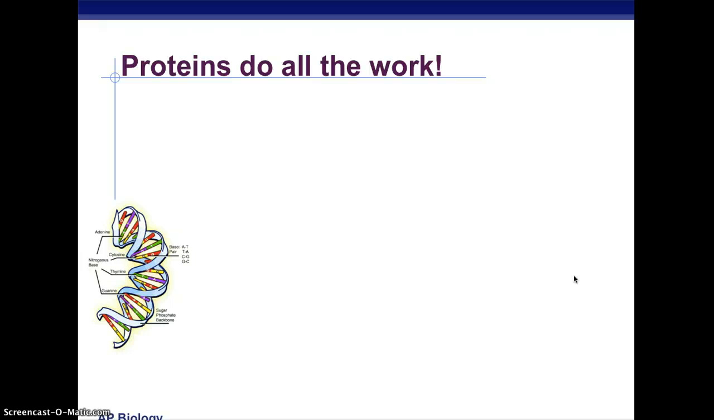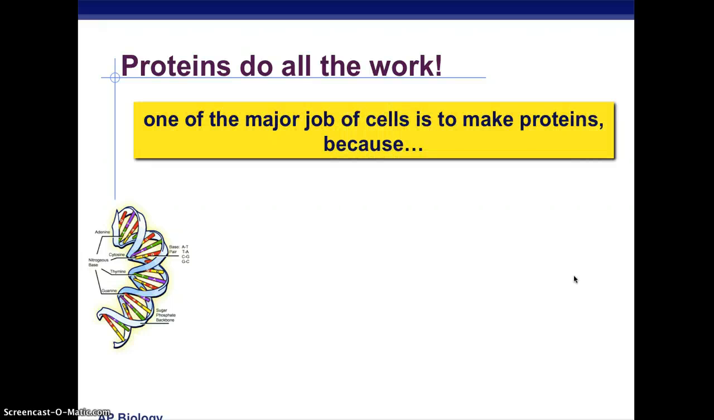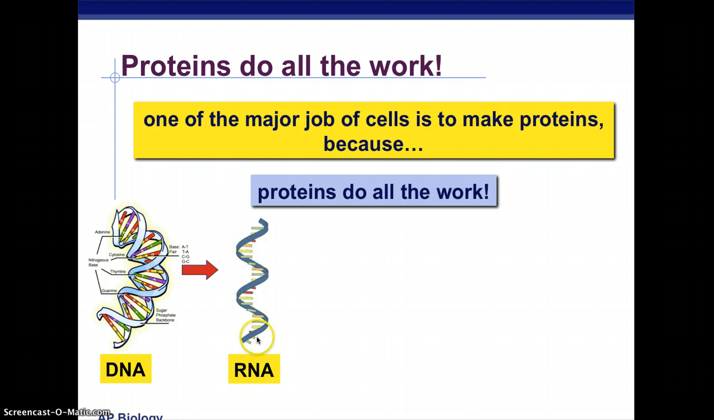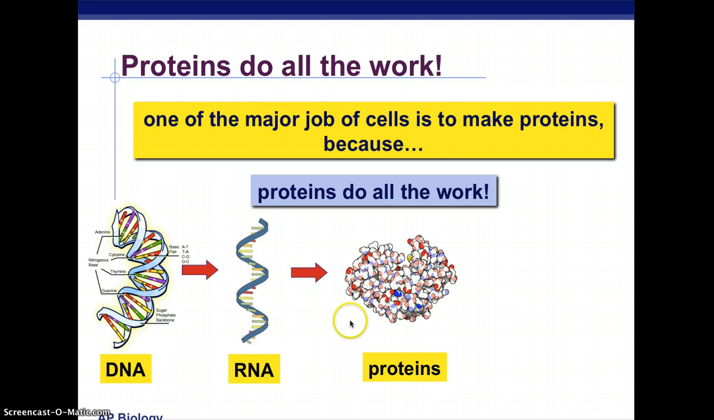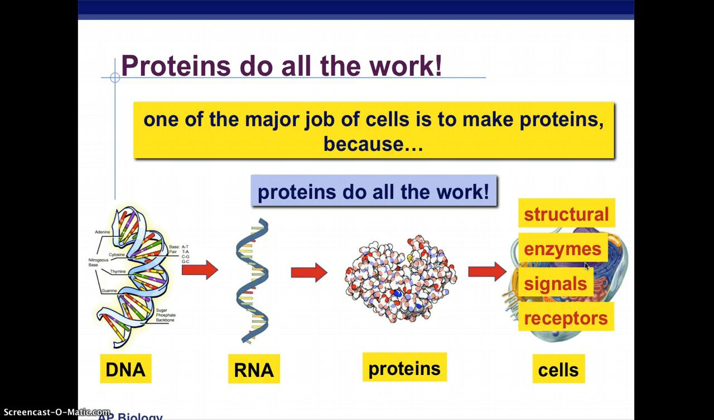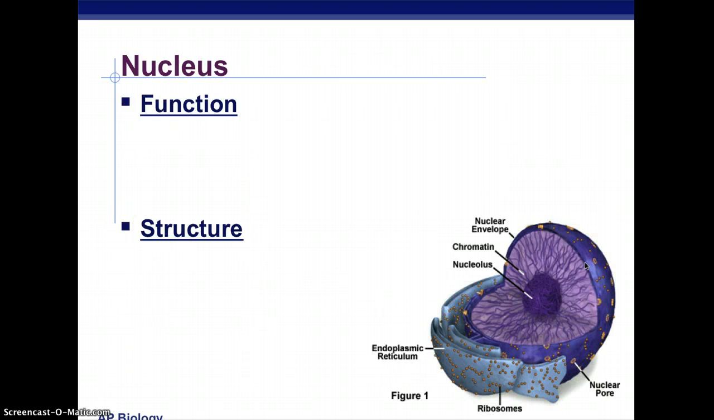So proteins do all the work of the cells. One of the major jobs of the cells is to make protein, because proteins do all the work of the cells. The instructions for building protein come from DNA. DNA is then copied into a molecule called RNA. That RNA message is going to leave the nucleus and be picked up by a ribosome that is going to actually assemble our protein. And then our protein is what makes most of the structural components of our cell, and the enzymes and the signaling molecules, as well as being receptors for communication.